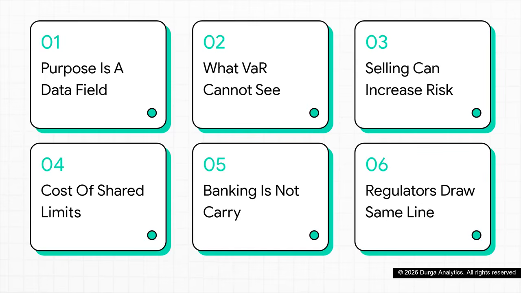Here's our roadmap for this explainer. We'll start with why purpose is a hard data field, see what standard market risk controls miss, prove how selling can literally increase your risk, price out the operational cost of shared limits, differentiate banking from carry, and finally look at how regulators enforce this very same divide. Okay, let's dive into this.